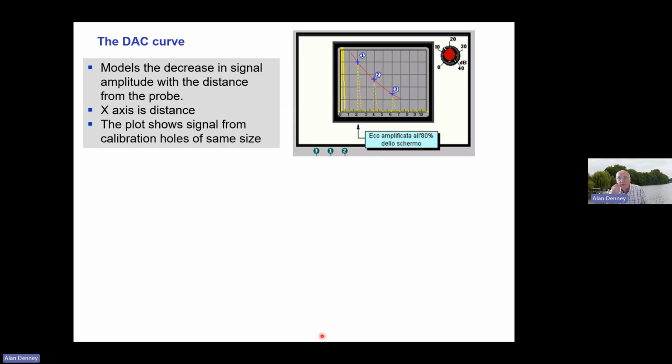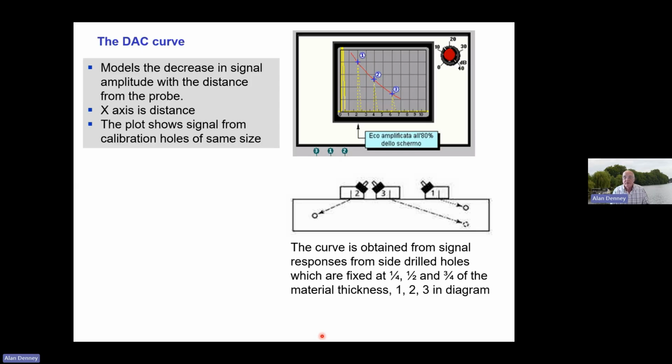What you've got is the 1, 2, 3 there, and that is the signal that you get back from calibration holes in a calibration block, which are all the same size. And as you're further away, they reflect less ultrasound back. So you have to plot a curve to show that, so that you know what you're getting back and where your defect lies.